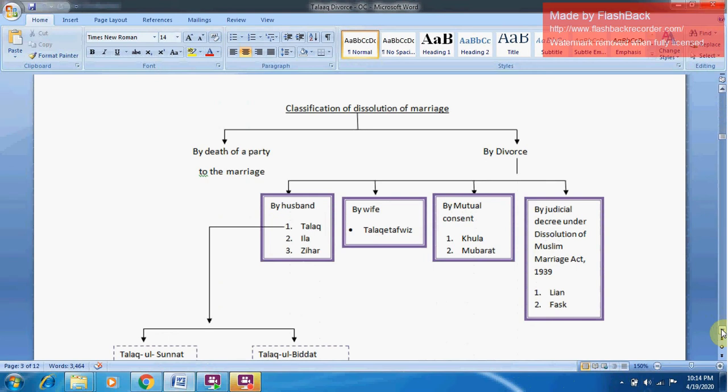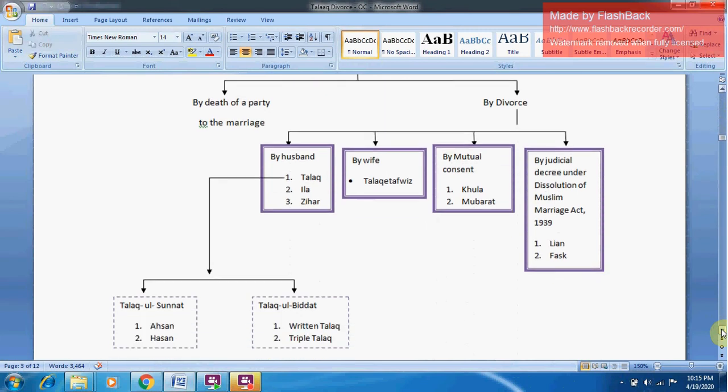And the fourth one is by judicial decree under the Dissolution of Muslim Marriage Act 1939, and we will find those provisions in section 2 as well, also under that caption. When you come to the by husband, the one is talaq.